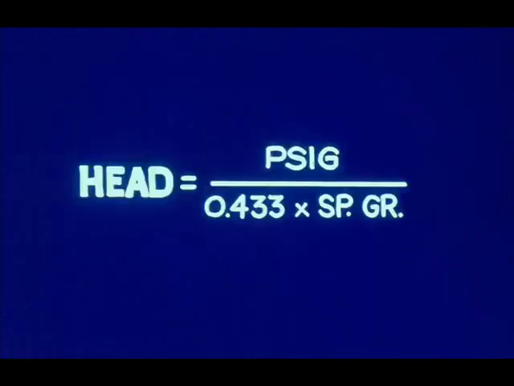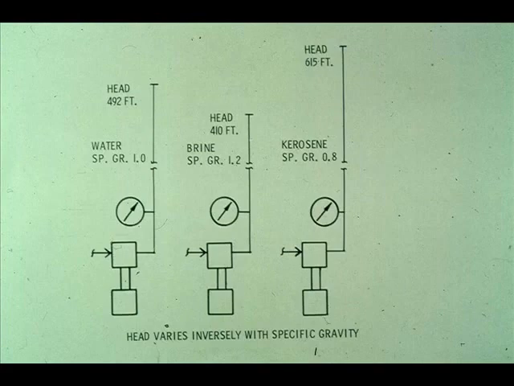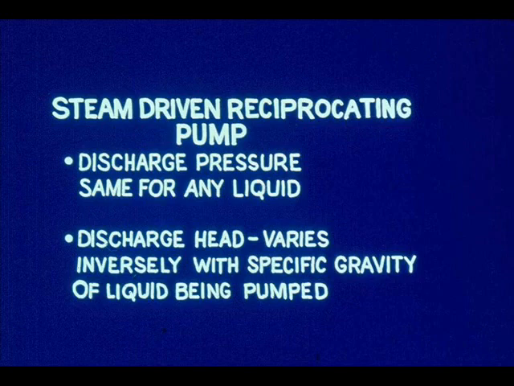But discharge heads are different. Head equals psig over the product of 0.433 times specific gravity. The discharge head for this pump would be 492 feet when pumping water, 410 feet when pumping brine, and 615 feet when pumping kerosene. The discharge pressure of a steam-driven reciprocating pump is the same for any liquid, but discharge head varies inversely with the specific gravity of the liquid being pumped.